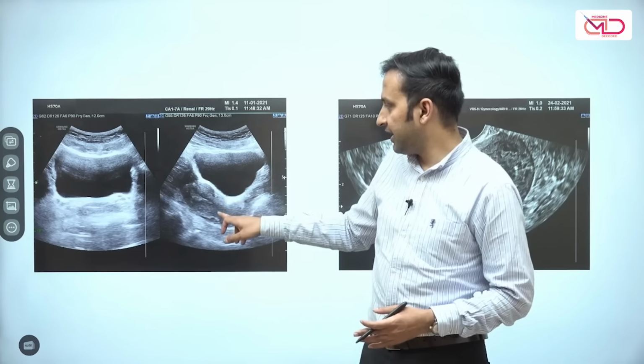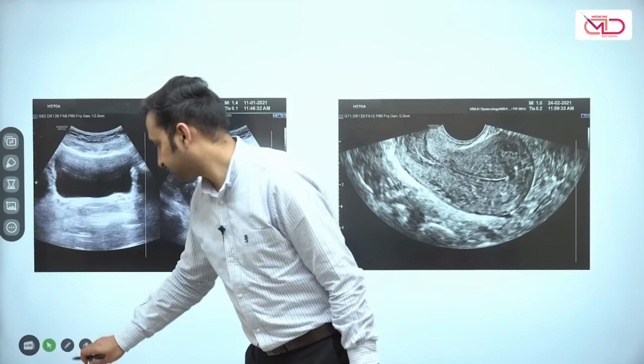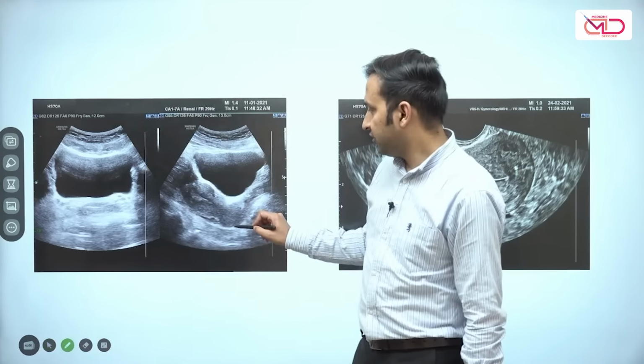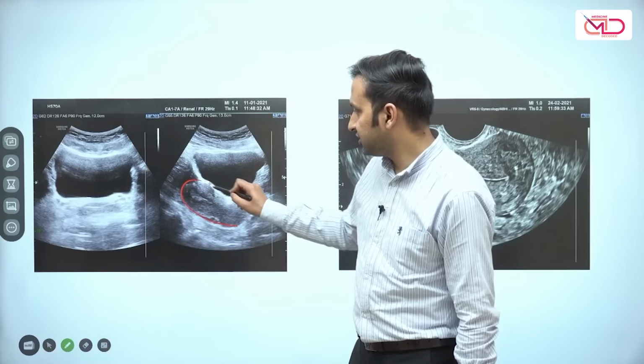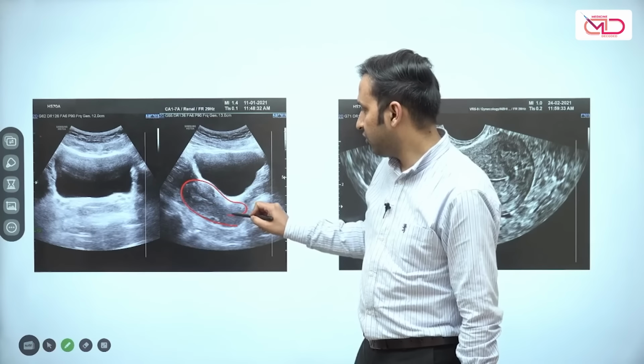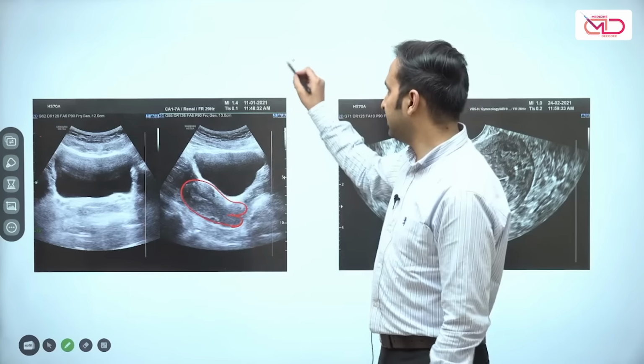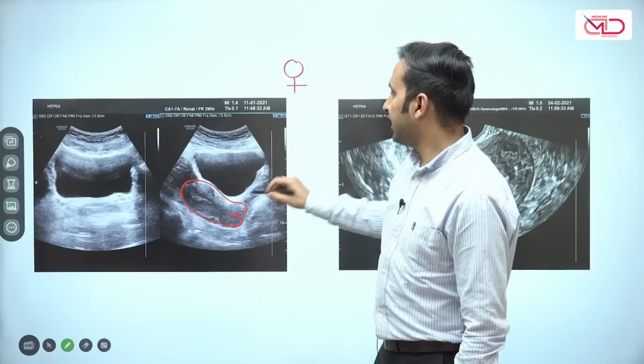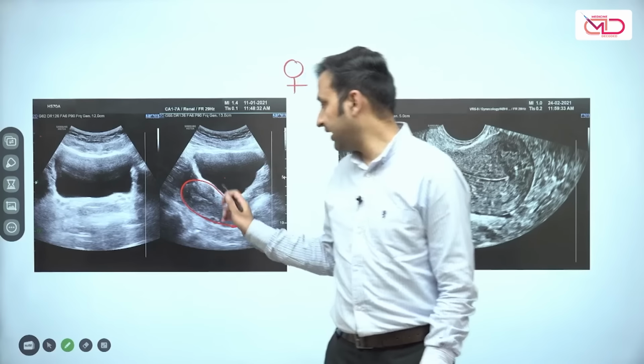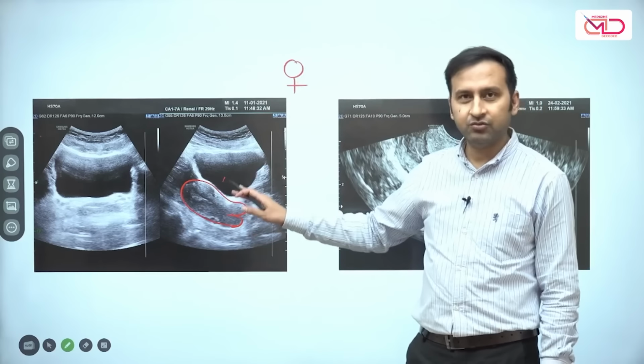And behind the bladder, I'll tell you, this is a female patient. So behind the bladder, you can see that there is an oblong structure, and this oblong structure is of some grayish color. So it is a solid structure. This is a female patient. Anything which is present behind the bladder, which is oblong in shape, has to be the uterus.